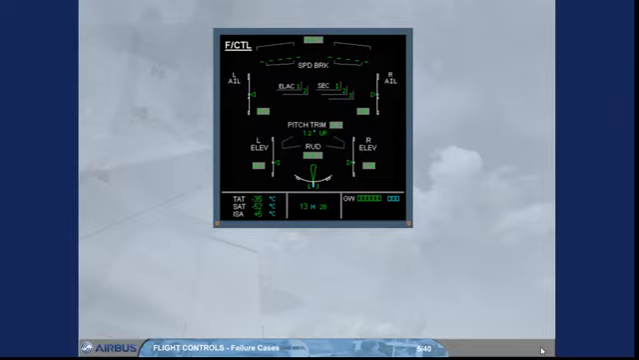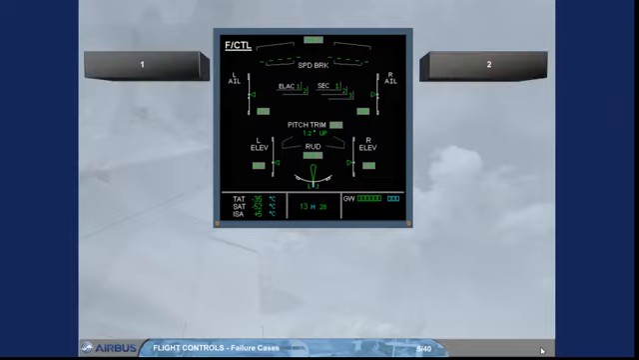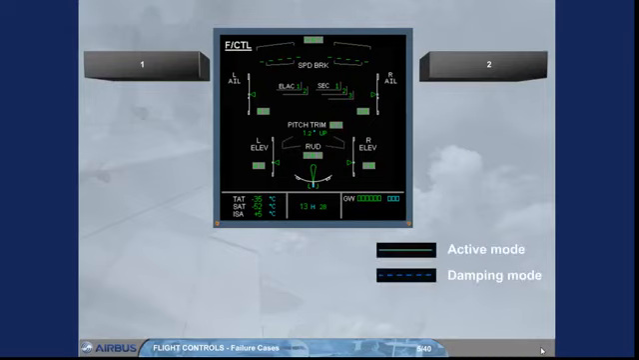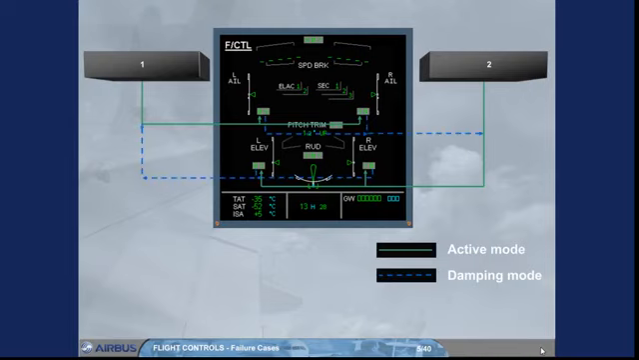Each hydraulic actuator is electrically controlled by a flight control computer in 2 modes, active mode or damping mode. When a surface has 2 actuators, one is in active mode, controlled by its related computer, and the other is in damping mode, and follows the surface movement, monitored by its related computer.